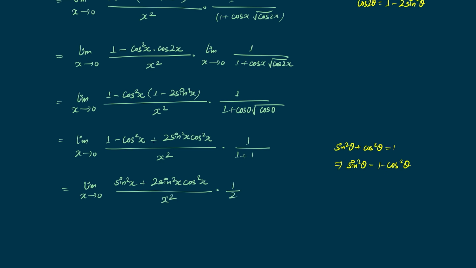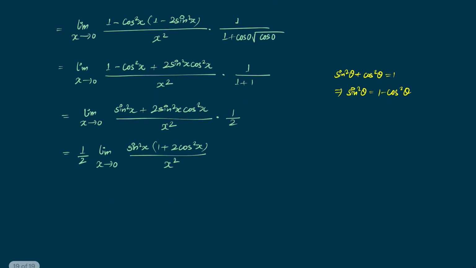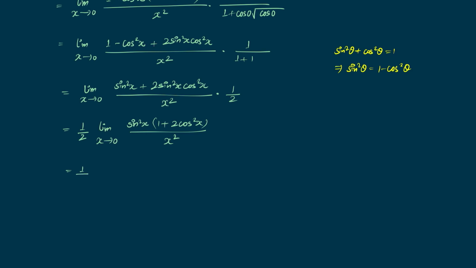Now since this 1 by 2 is constant, let me put it in front: 1 by 2 limit x tends to 0. Let me take out sin square x common here, so inside it will be 1 plus 2 cos square x, whole divided by x square. So this will be equal to 1 by 2 limit x tends to 0. Let me separate it nicely: sin square x by x square into, let me distribute this limit here also, limit x tends to 0 of 1 plus 2 cos square x.